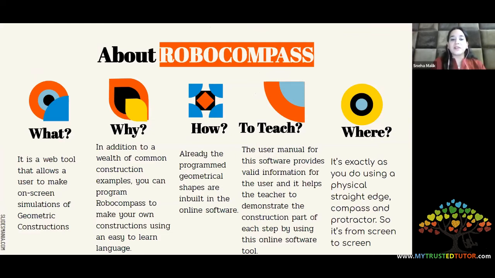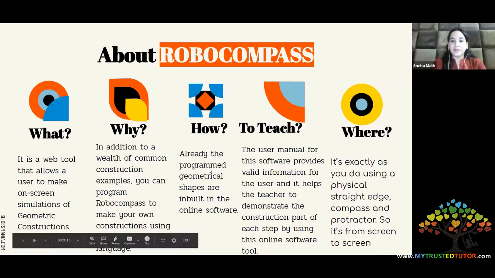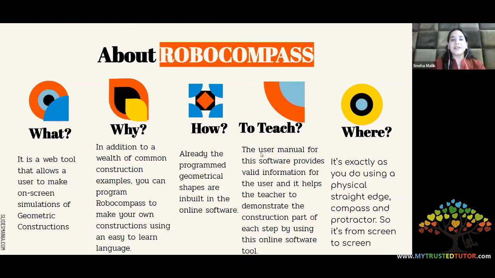In addition to the wealth of common constructions, the examples that are already available, you can add your own programs on RoboCompass, right? So they have a list of tools and commands that you can use very easily to program your own construction, based on IB syllabus, CBSE, IGCSE, any board. If there is some construction which you find is not available, you can program it on your own, and you can even share it with other people and use it with your students. So already programmed geometrical shapes are inbuilt in the software. And there's a user manual also, which gives you a complete explanation about how it has to be used. So we'll see that also right now.